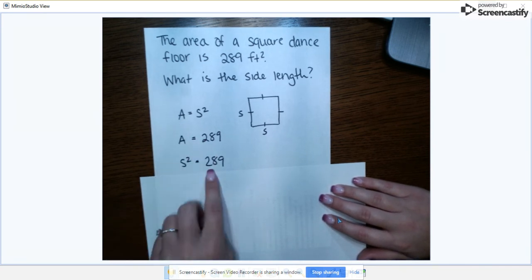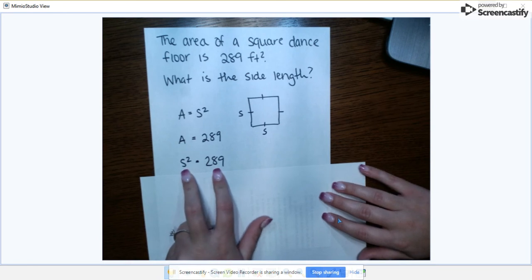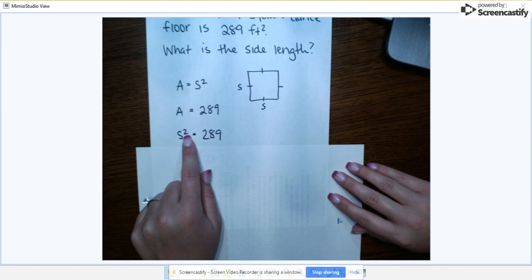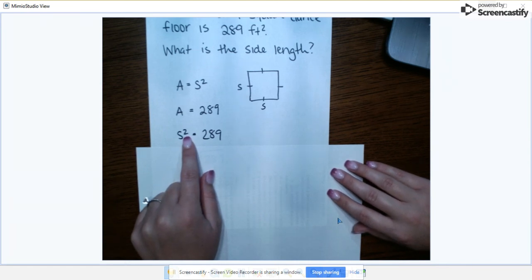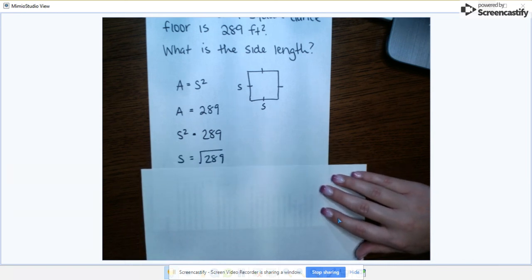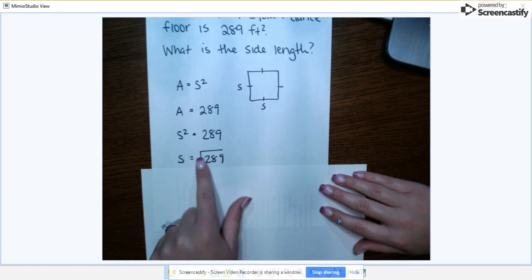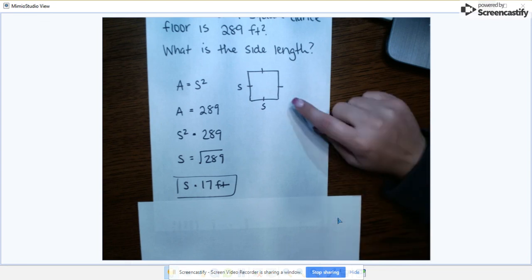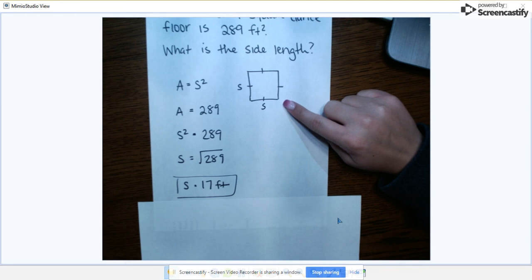We have S squared equals 289. Now, the opposite of square, to undo that square, is to take the square root. So our side length is equal to the square root of 289. And now we want to know, is 289 a perfect square? And it does indeed come out nicely. Therefore, in this example, the side length of our dance floor would be 17 feet.